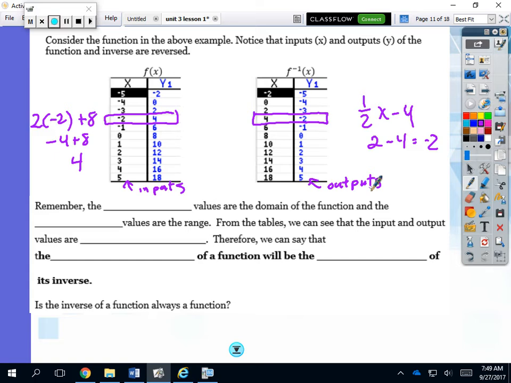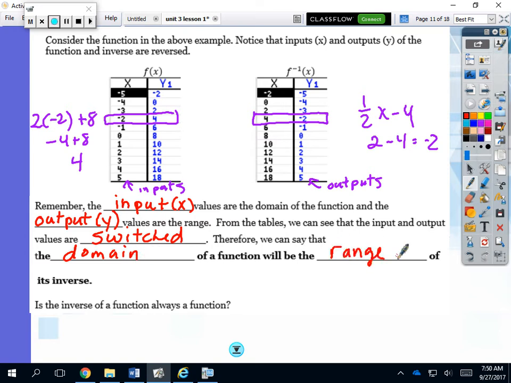Okay, so the input values, which were our x values, are the domain of the function, and the output y values are the range. From these tables, we can see that the input and output values are switched. Therefore, we can say that the domain of the function will be the range of the inverse.